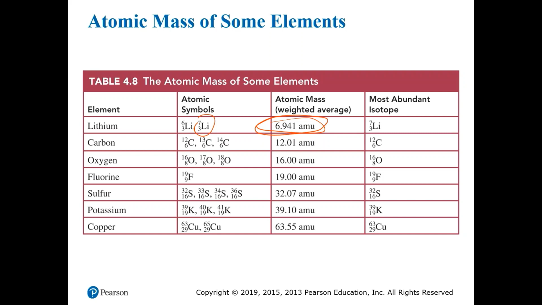And here, the average is also very close to 7. So it must be only a small percentage of lithium-6. Okay? So this last column tells us that the most abundant isotope is, again, lithium-7. For carbon, we have three isotopes, but the average is extremely close to carbon-12, and so that must be the most abundant isotope. Okay? Same thing with oxygen.